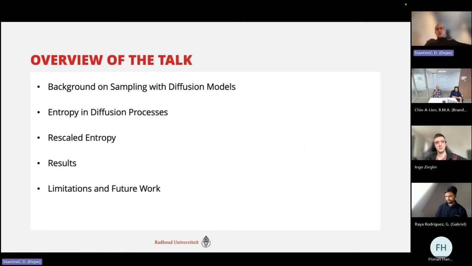So, overview of the talk. I will cover briefly background on sampling with diffusion models. Then I will talk about our theory behind entropic time schedules and a new quantity that we introduced called rescaled entropy. Then I will show results and discuss limitations and future work.